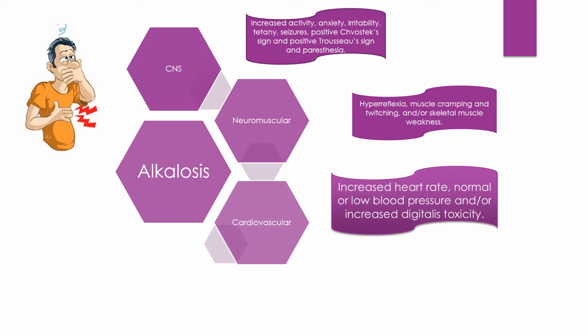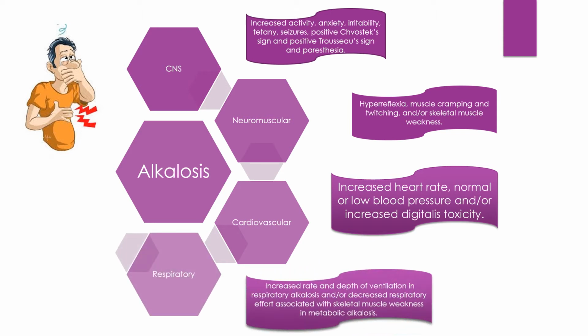In the cardiovascular system, the patient may exhibit increased heart rate, normal or low blood pressure, and/or increased digitalis toxicity. And then the respiratory manifestations can include an increased rate and depth of ventilation in respiratory alkalosis and/or decreased respiratory effort associated with skeletal muscle weakness in metabolic alkalosis. Chart 14-6, page 208 of your textbook will provide you with key features of alkalosis.